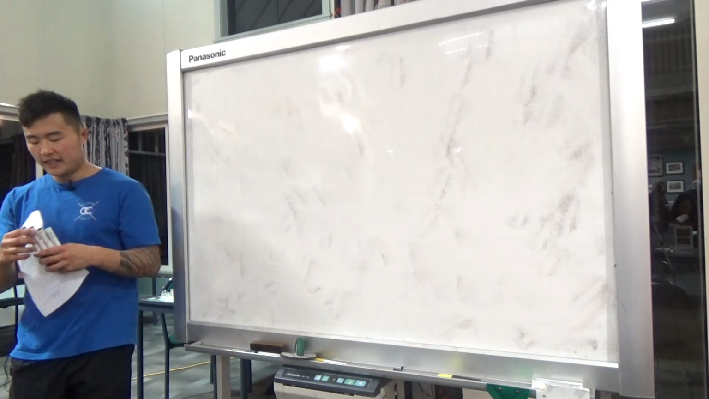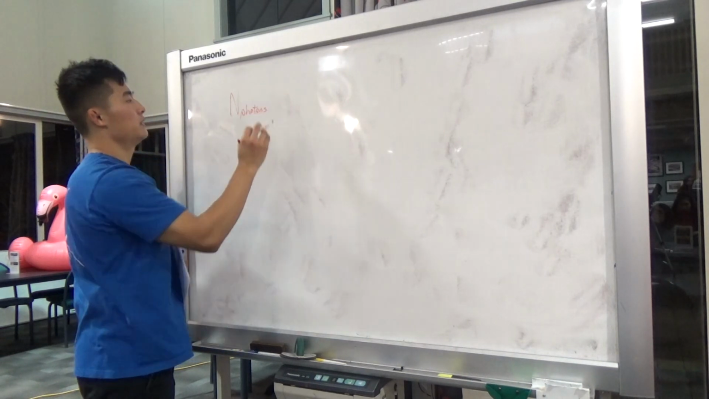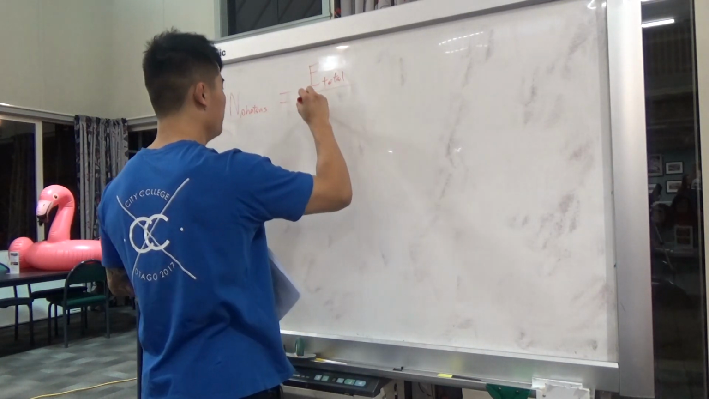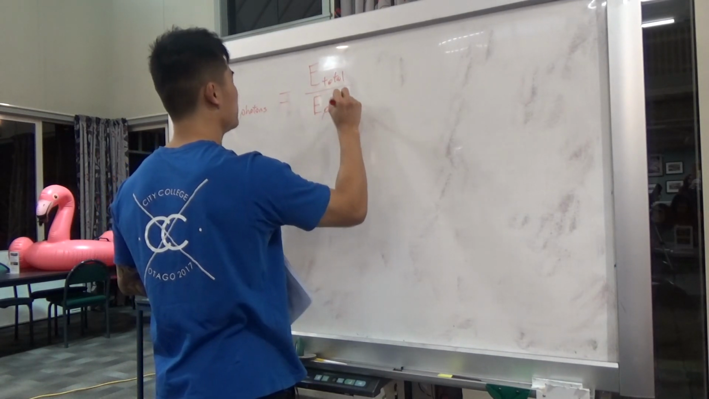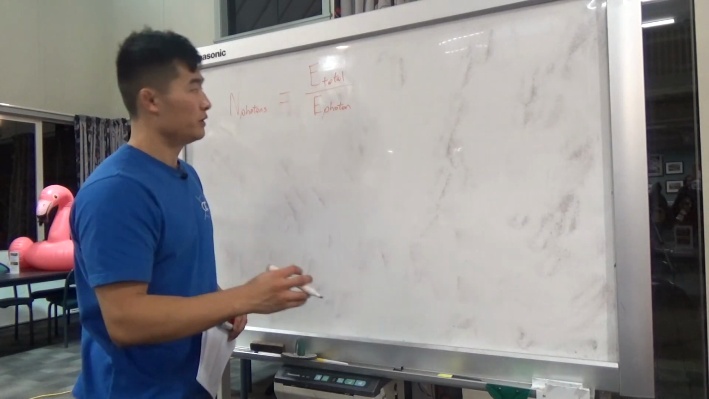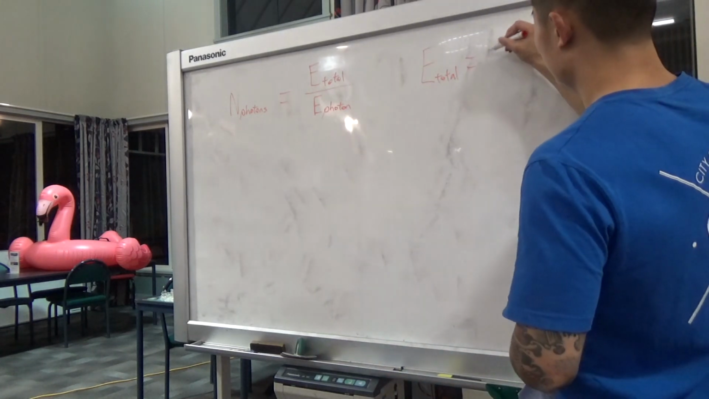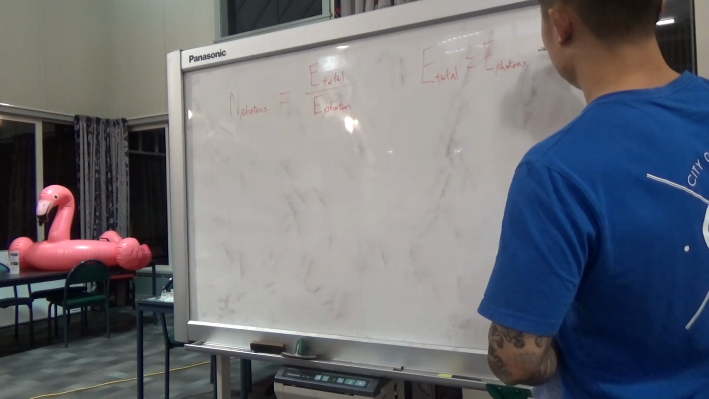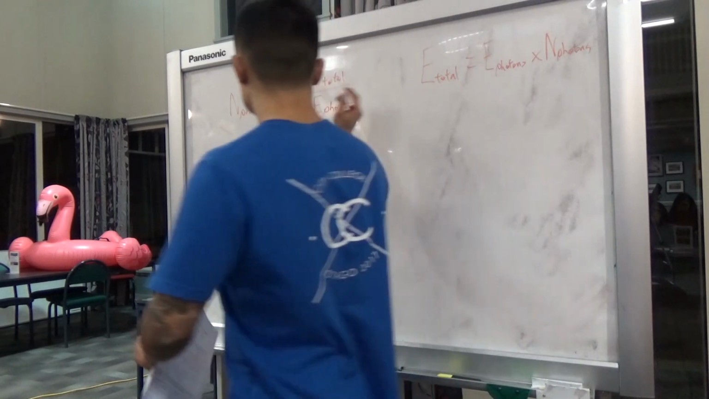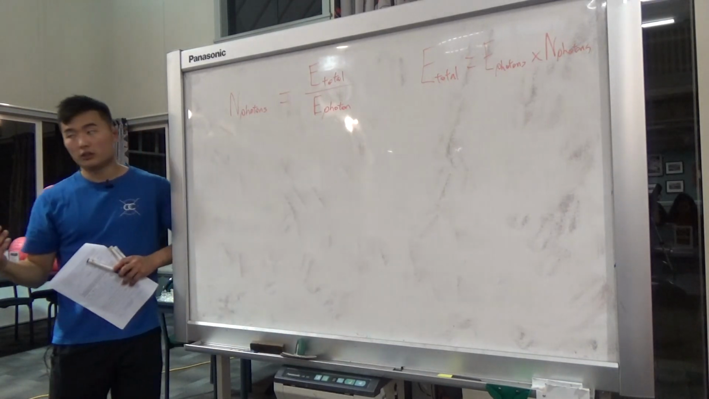In order to find the number of photons, the number of photons will be equal to the total energy divided by the energy of one photon. The reason is that the total energy is made up of photons: the energy of one photon times the number of photons gives you the total energy. That's just rearranged. We already know the energy of one photon, so we need to find the total energy.